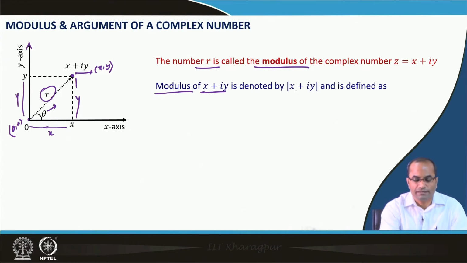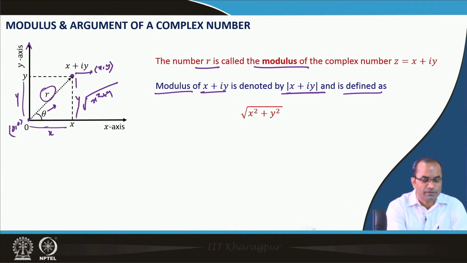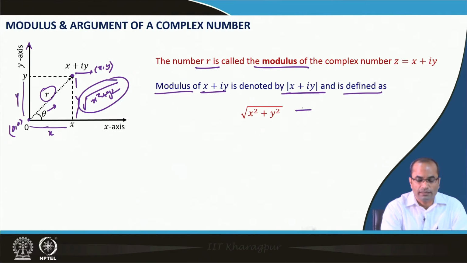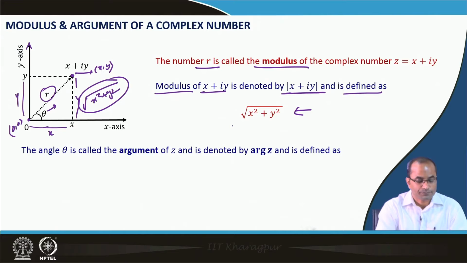The modulus of this x plus iy is denoted by the absolute value of x plus iy, and it is defined as the square root of x square plus y square. As I discussed, r is the distance from the origin to this point, which is nothing but the square root of x square plus y square. This is the modulus of this complex number x plus iy.